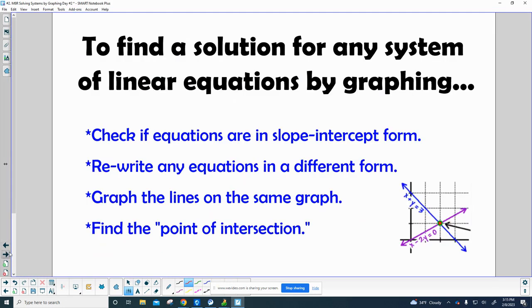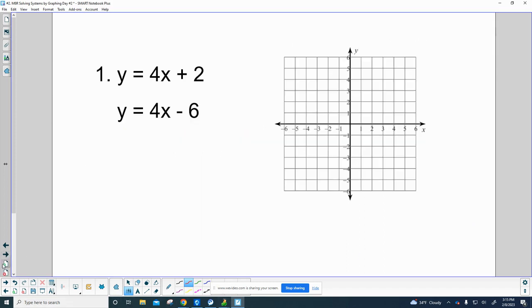Okay, so to find a solution for any system of linear equations by graphing, you just graph both equations and see where they cross, or see if one of these other situations comes up. So let's take a look at these. Without even graphing them, we can tell right now that we have the same slope, but we have a different y-intercept. So what would that look like?